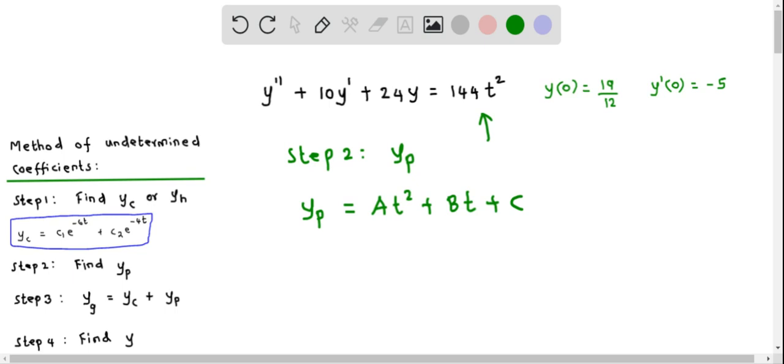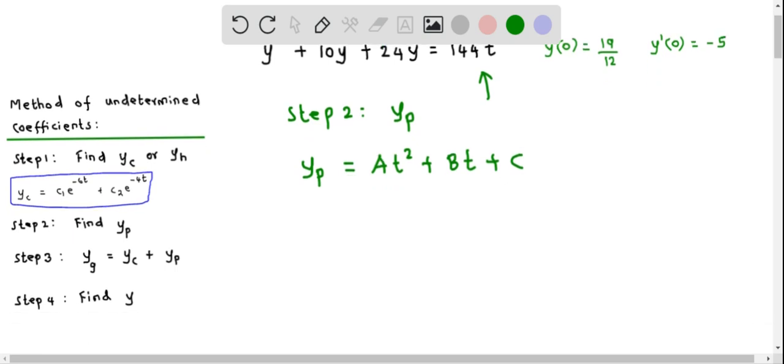And now we can substitute into this equation. For that, we need to find the first and second derivatives. So let's find the first derivative of yp.